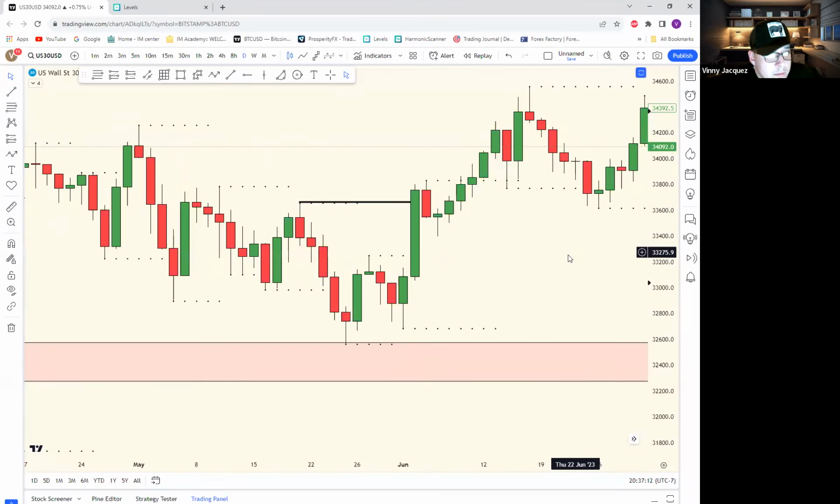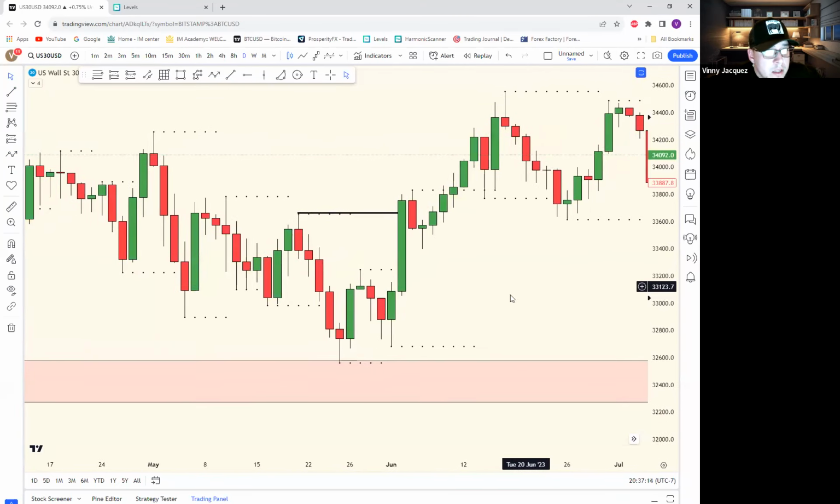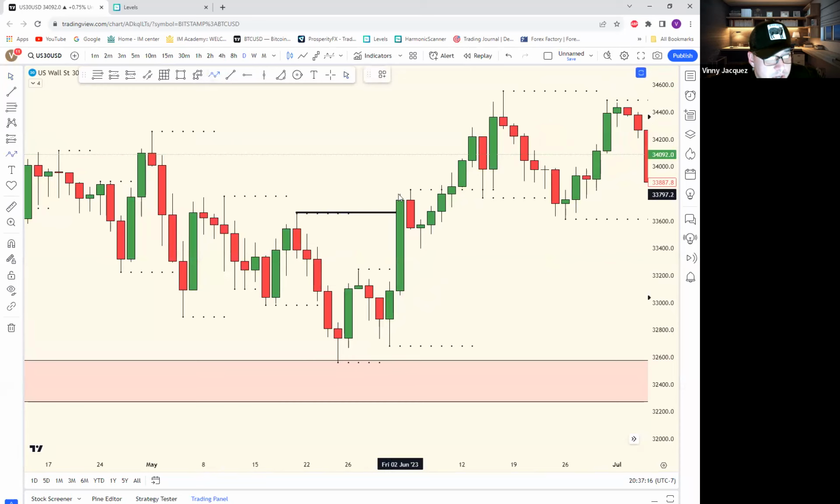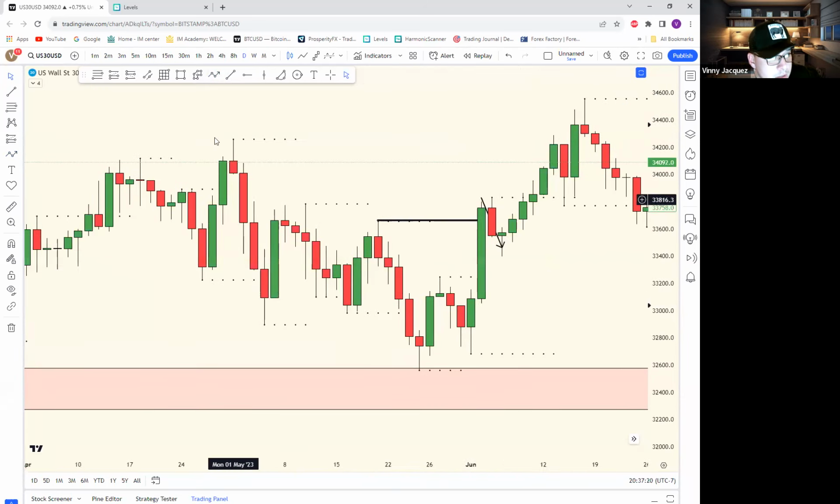But let's check me out first. Notice how it just took a break and retest. Why did it take that break and retest? What happened on this side, guys?